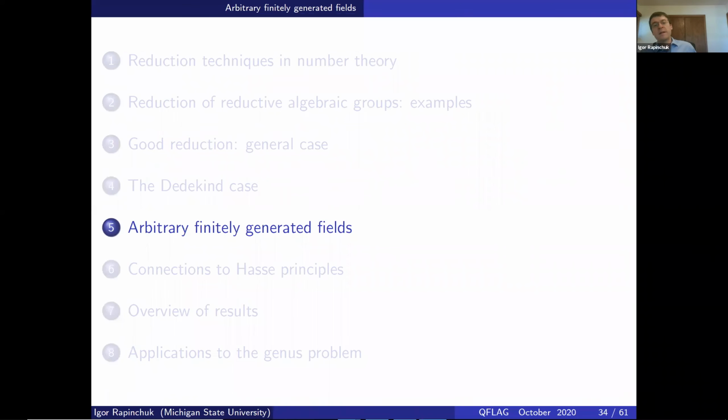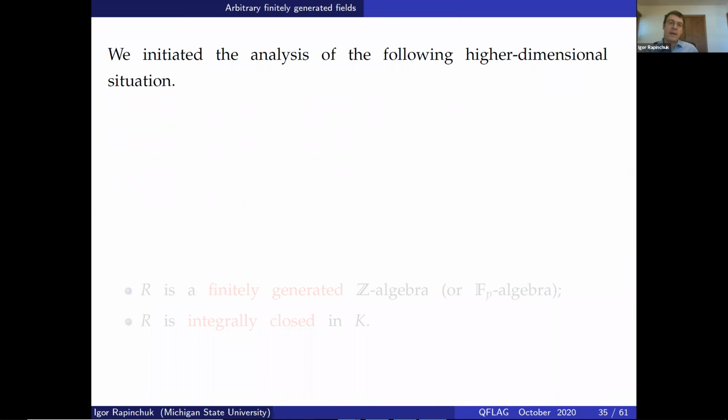Now, the other case that I'd like to look at is when K is a finitely generated field. Perhaps one thing I should point out is that unlike the Dedekind case, this case has not really received attention until quite recently, and our work represents some of the first steps in this new and interesting direction.